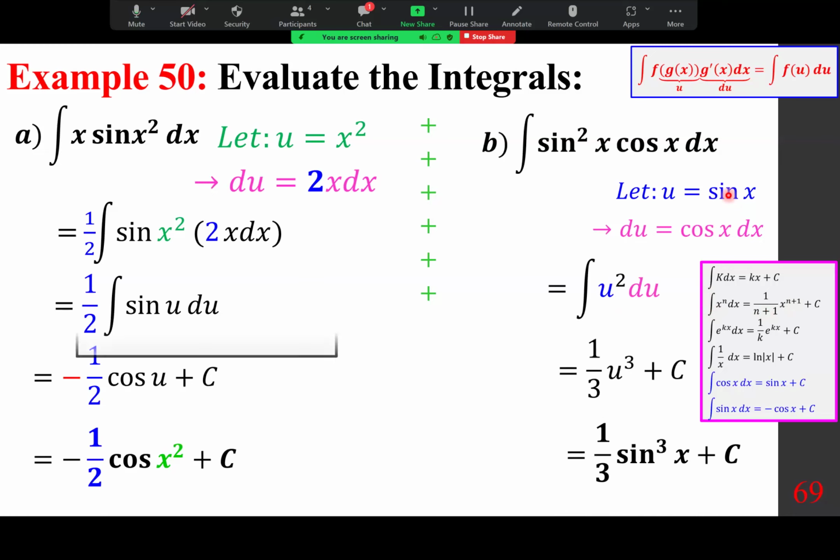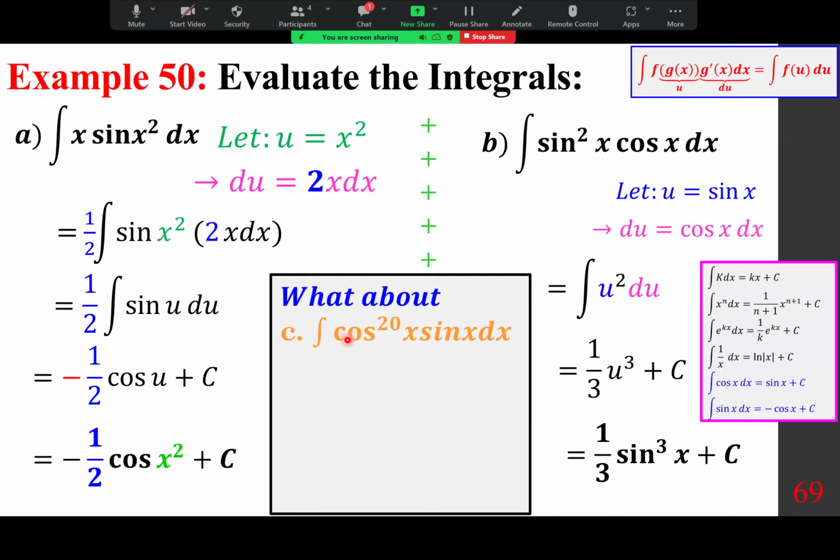What if we had the integral of cosine to the power of 20 x sine x dx? Cosine has the exponent. Cosine is the choice of u. du is negative sine x dx. Notice this one needs a negative sign and doesn't have it, so you can put a negative sign in and a negative sign out. I hope you recognize that we need the negative here. This negative will undo that negative.